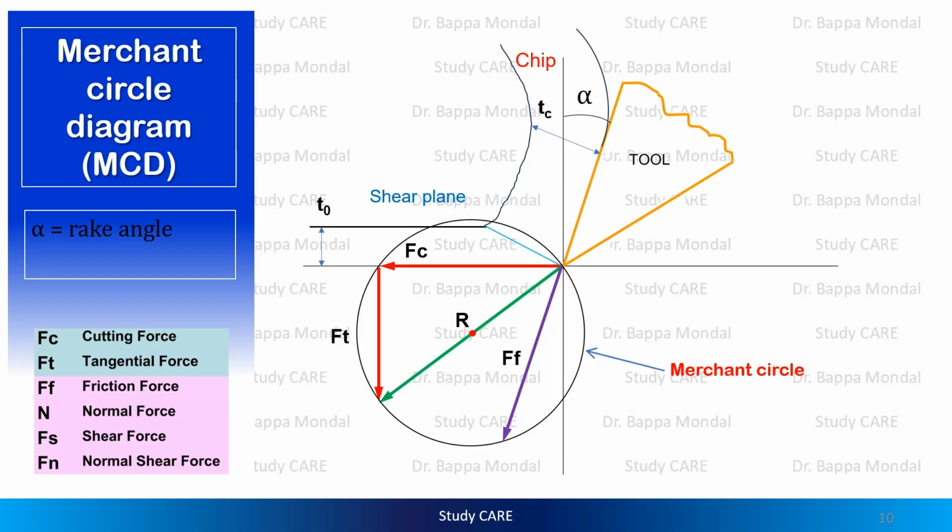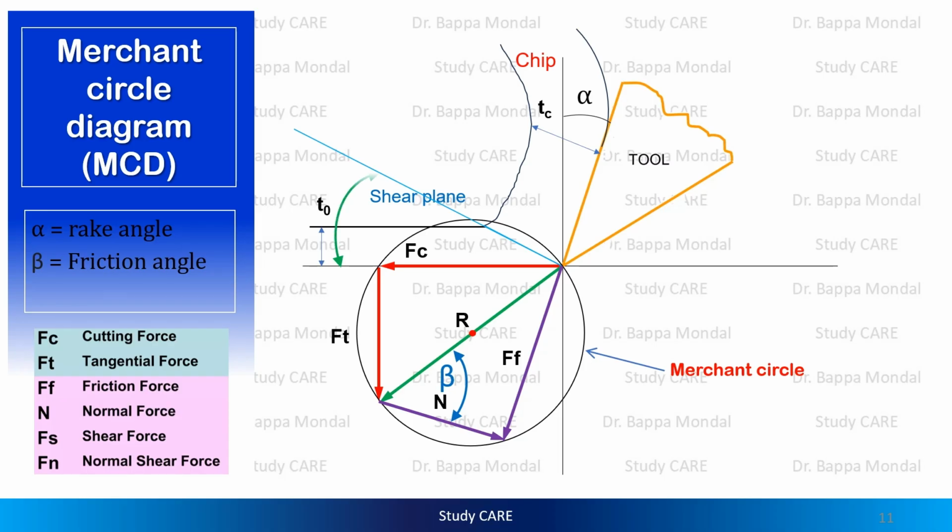Now if you draw the perpendicular line, that will represent the normal to that force, here represented by N. The angle created with R is called the friction angle, here represented by beta. Now extend the shear plane, and the angle created with Fc is called the shear angle, here represented with phi. The line up to the Merchant Circle represents Fs, that means shear force. Now draw a perpendicular line, that is the normal shear force, here represented by Fn.